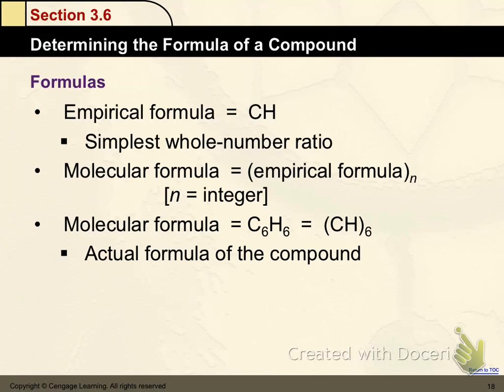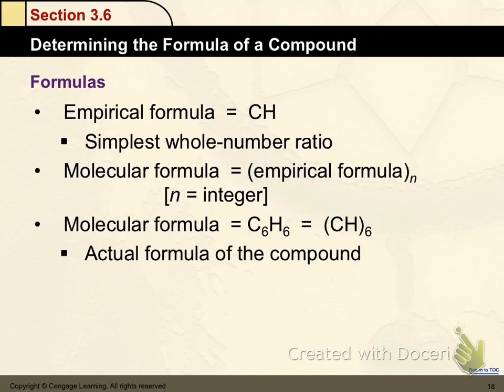And here's an example of that. C6H6, more formally known as benzene. C6H6 would be the molecular formula. CH would be the empirical formula. So in the case on the board with the benzene, the actual formula for benzene is C6H6. The actual formula for benzene is the molecular formula. So when do we use empirical formulas if they're not the actual formulas?